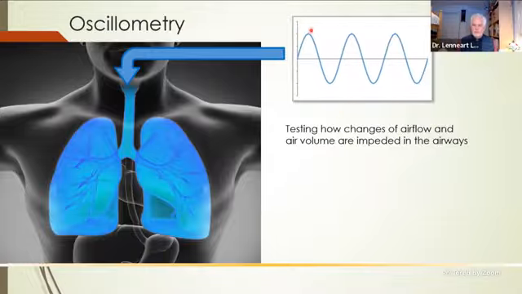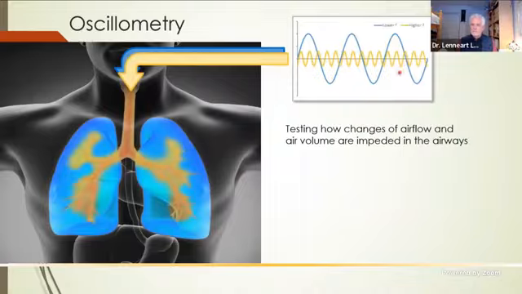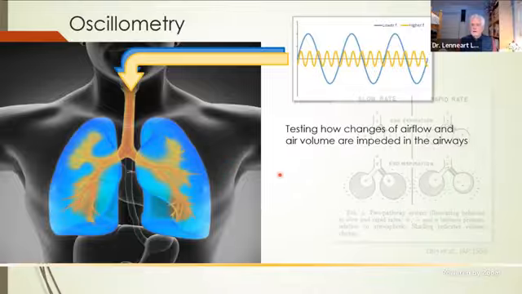So this machine, the oscillator, will deliver an oscillating signal that can take on some different shapes depending on the device you're using, but the bottom line is they work very similarly. These are different frequencies, and that allows us to understand what is going on in the whole lung, or maybe more limited to the large airways and somewhere in between the smaller airways.